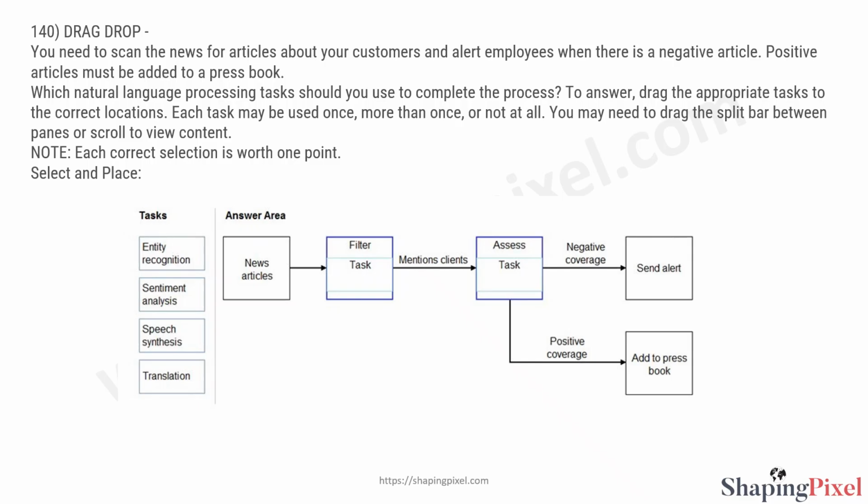Question number 140. You need to scan the news for articles about your customers and alert employees when there is a negative article. Positive articles must be added to a press book. Which NLP task should you use to complete the process? To answer, drag the appropriate task to the correct locations. Each task may be used once, more than once, or not at all. You may need to drag the split bar between panes or scroll to view content.